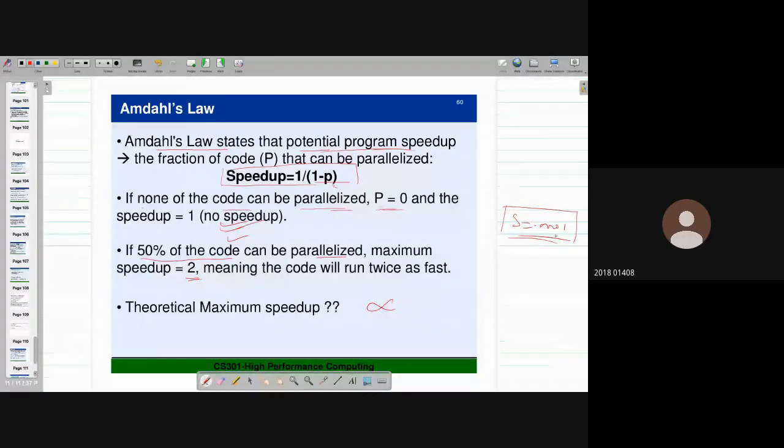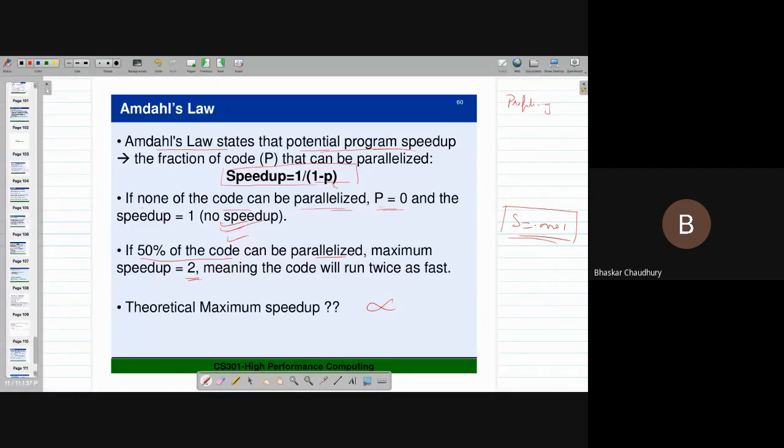Sir, I had a small doubt. Yes. Sir, in the part where it is written the fraction of code P, how do we determine that fraction? As in, is it the number of lines in the code or something else? No, no, no. So there are two ways. One is that we have already done profiling.